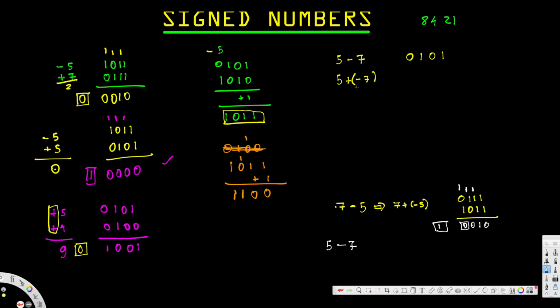So minus 7, we have to find the 2's complement because this is a negative sign. So first we have to know what 7 is. 7 is 0, 1, 1, 1. So 0, 1, 1, 1. The 1's complement is going to be opposite of this. That's going to be 1, 0, 0, 0. And to find the 2's complement, I had to add 1. So that's going to be 1, 0, 0, 1. So that's the 2's complement of this one, 7. So this is minus 7.